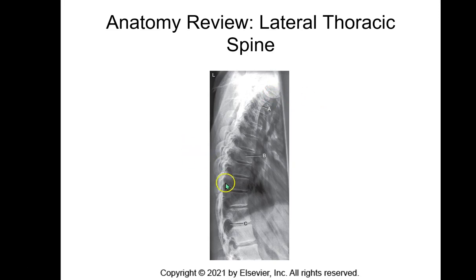So do you see these circles here? These are your intervertebral foramina of the thoracic spine. Remember, blood vessels and nerves pass through those foramen.